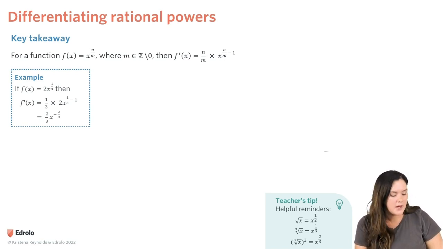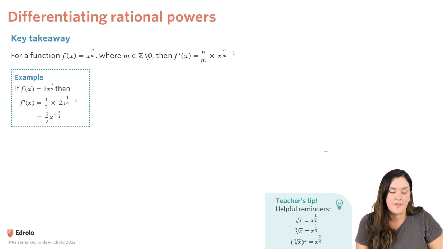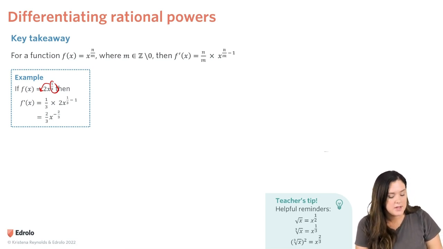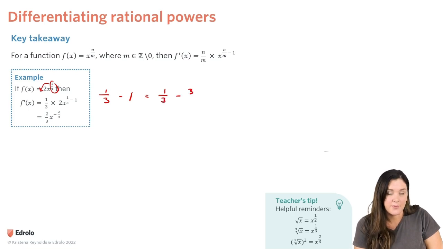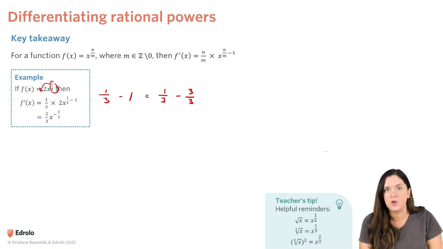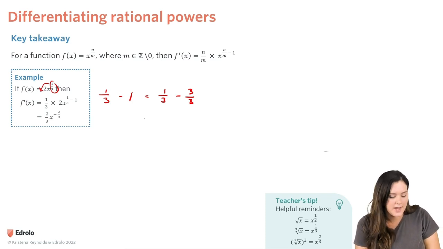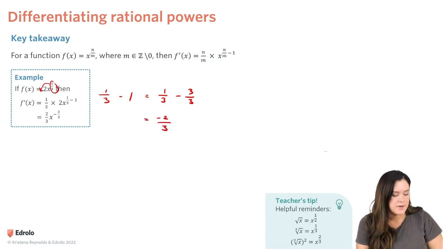So for this example here, we've got 2 times x to the power of a third. When we differentiate this, we bring this third to the front like we have been previously. Then we take away 1 from that power. Now this is where it might trip some people up. So when we're taking away 1 here, if you like, you could rewrite it as a fraction. So if I've got a third take away 1, it's the same as a third take away 3/3. And now we can just take away the numerators there. So 1 take away 3, we get negative 2 over 3. So that is how I've got my power there. So the answer is 2/3 x to the power of negative 2/3.